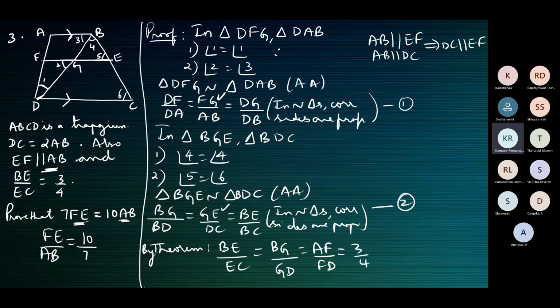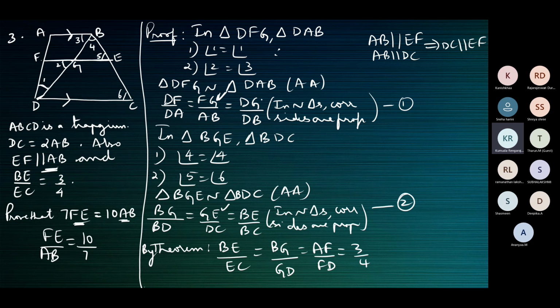Read this one. DF by DA. You can take this also. You know the answers on this. This is DG by DB. You can take any one. You have to take FG by AB because it has FG. Why you need FG? Because FE is made up of FG plus GE. So you have to take this one.